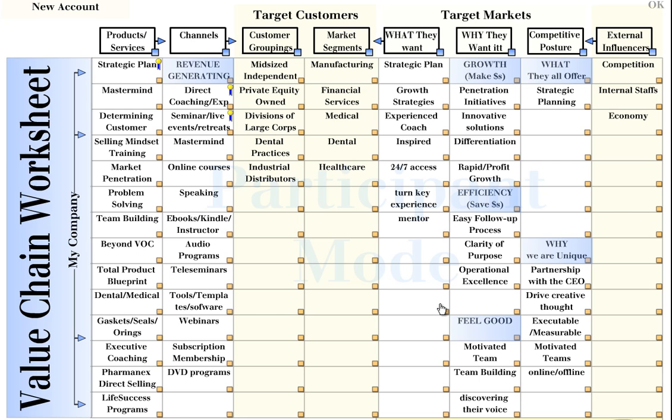Now, what do they want? So the first part is your target customers, and then you look at your target markets. You can see that on the top. And so you're always thinking, products and services is one column. The next column is your channels. The next column is your groupings. And then you start to flip over on the other side, and you're looking at what do these markets want? And from me, strategic planning, growth strategies, customer acquisition strategies is huge. And I teach a lot on how to acquire new customers, both online and offline.